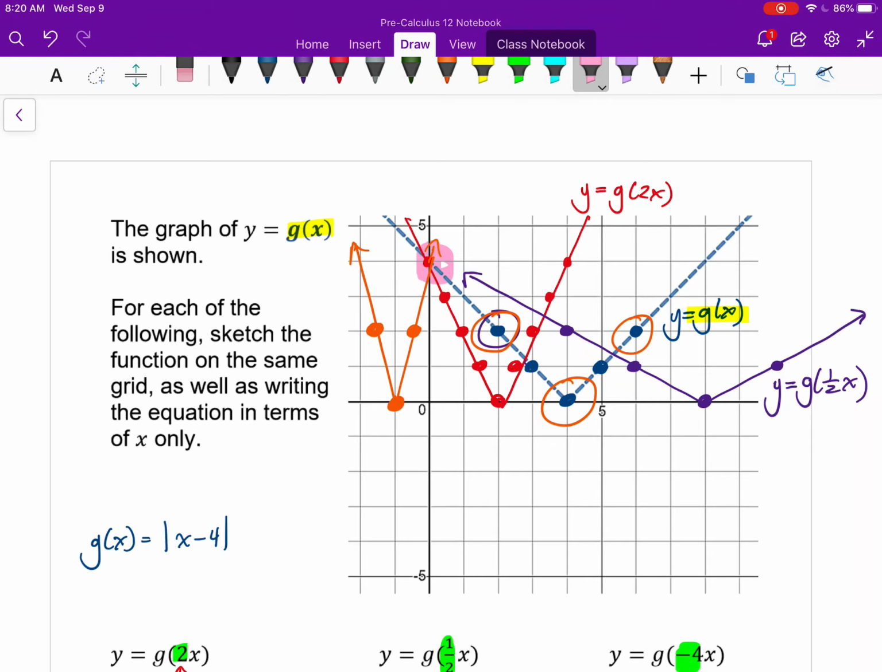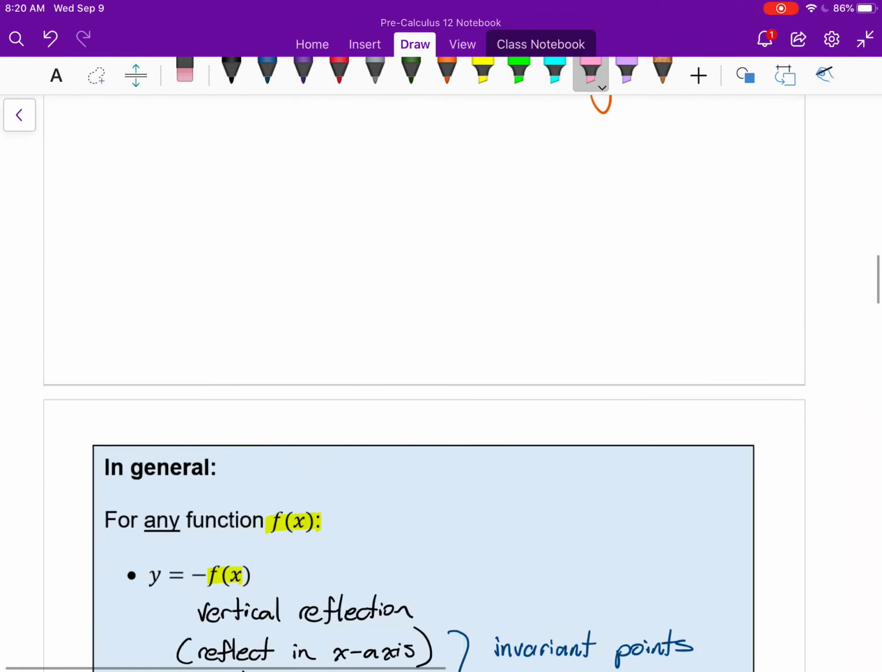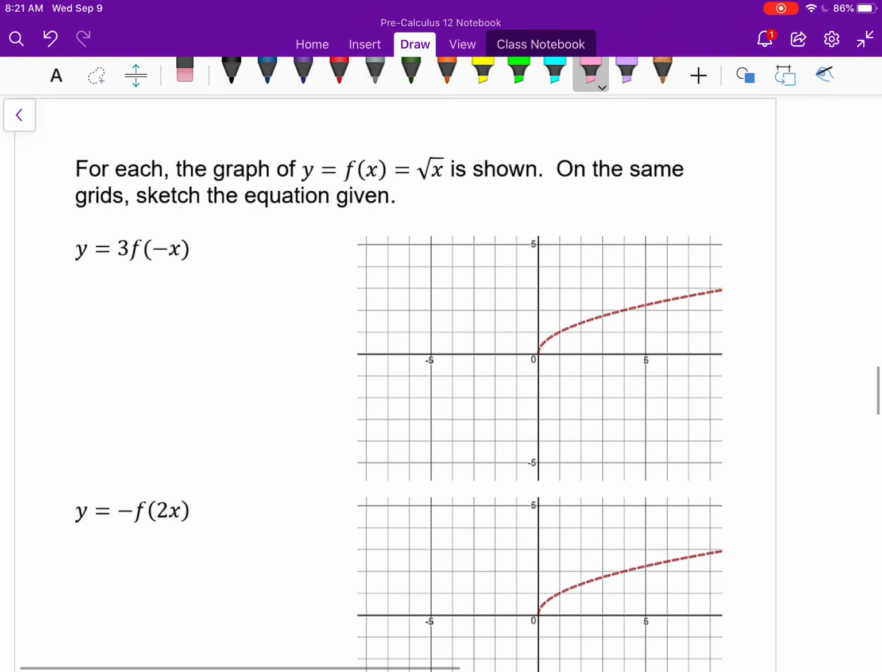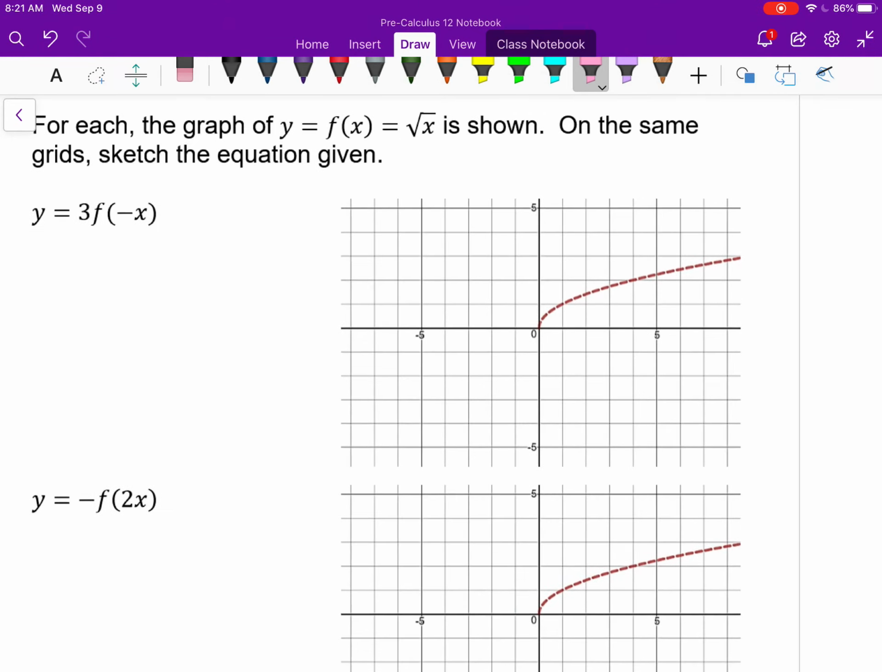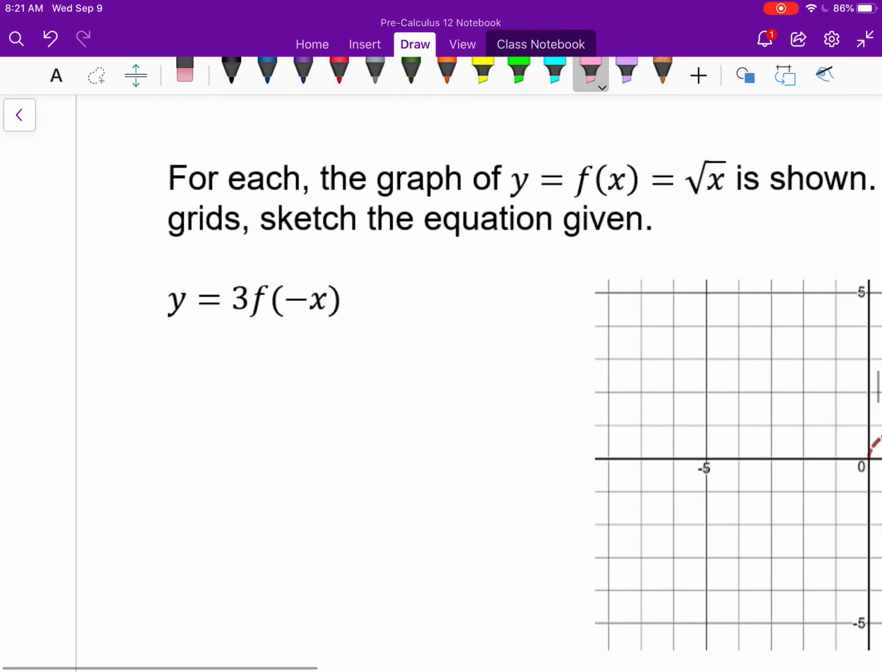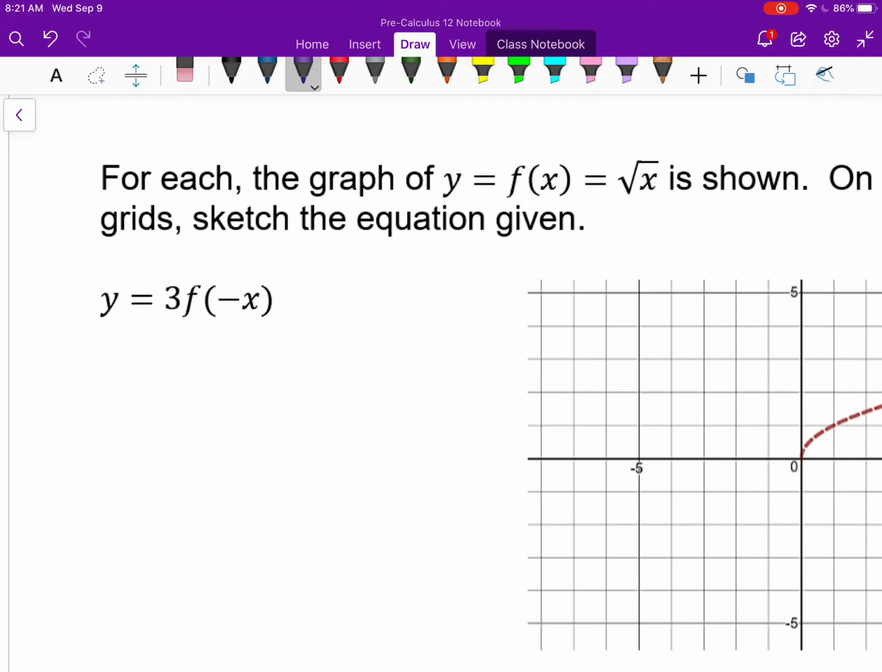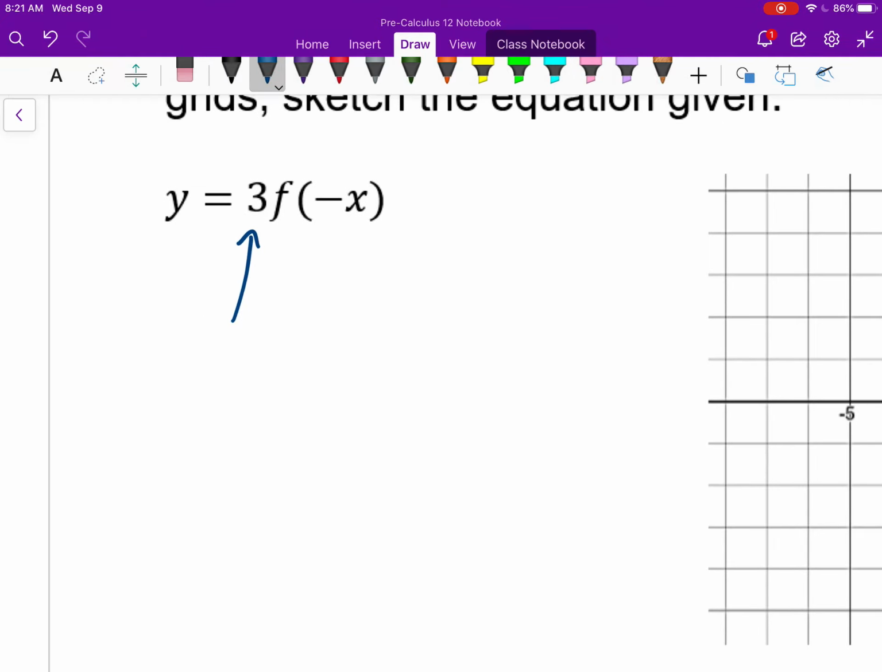So let's try using this now to visualize graphs rather quickly. So for all of these, the graph in red is the square root of x. So what would, in this case, 3 times f of negative x look like? And what's the equation? So first, maybe for this one here, the most important thing is to, I think, label the transformations here. So the 3 in front of the whole function, that represents a vertical expansion by a scale factor of 3.